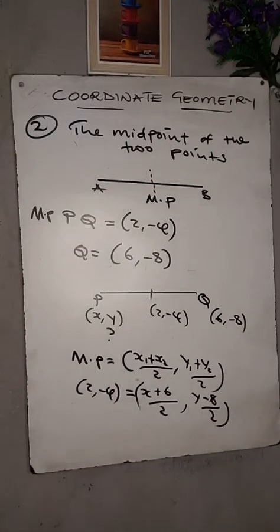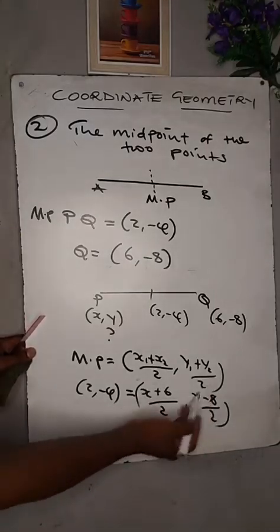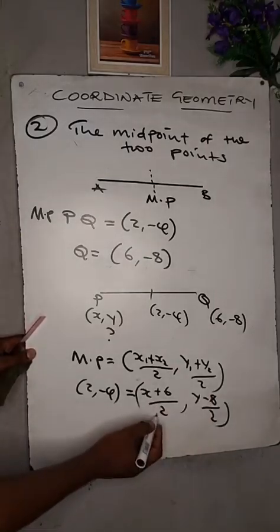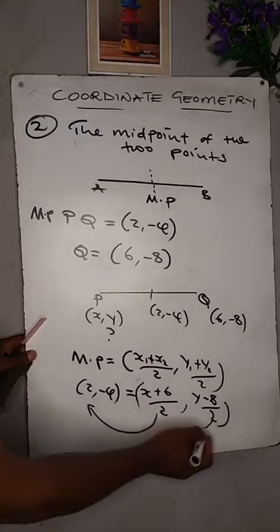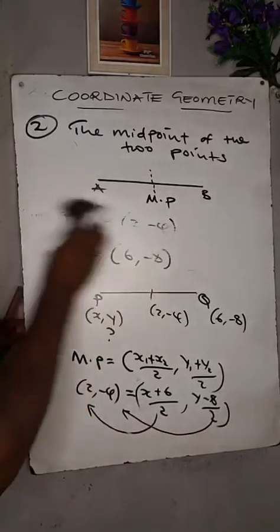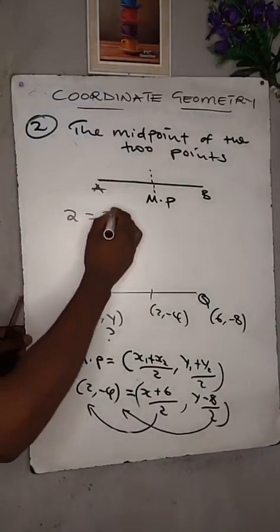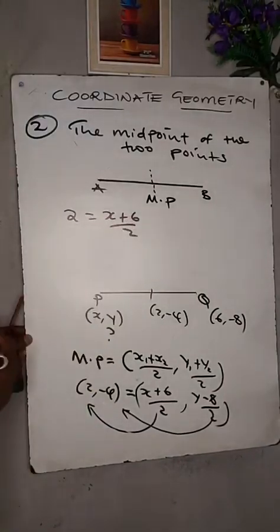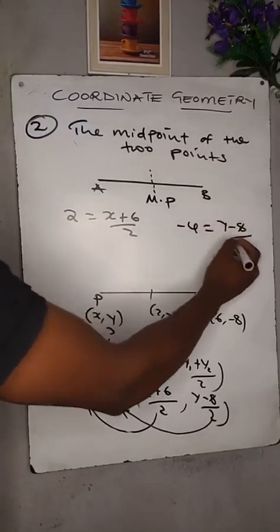What's going to happen is this. This point here stands for the x, and that point is for the y. So we're going to equate this with that so that we know the value of x, and then we equate this with that so that we know the value of y. What I mean is this. We are going to put 2 is equal to x plus 6 over 2. Then -4 is equal to y minus 8 over 2.